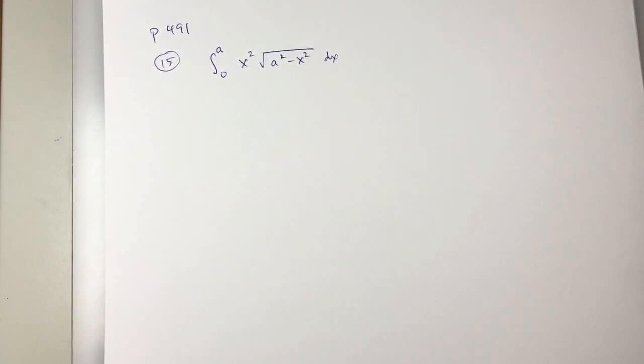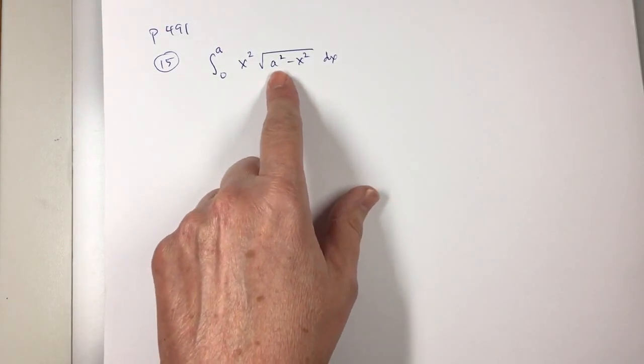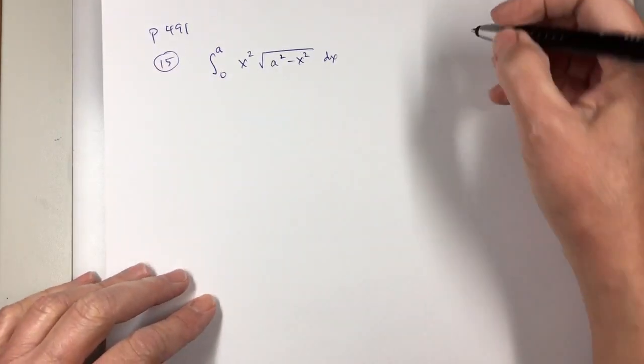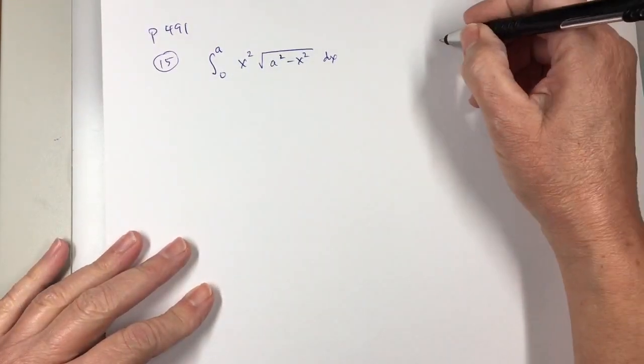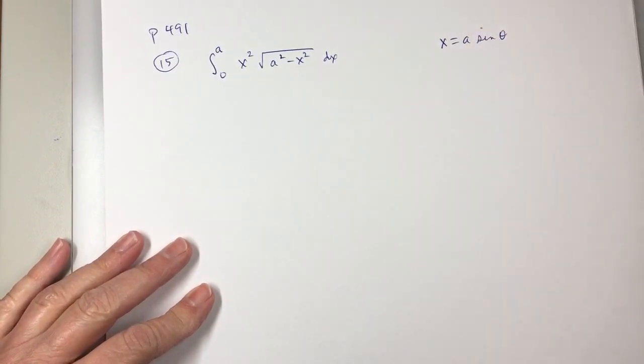Here's a problem where we're going to use trig substitutions to solve it. This one is a definite integral. And looking at what I have here in the problem, the square root of a squared minus x squared. So that one, I'll use this trig substitution: x equals a sine theta.